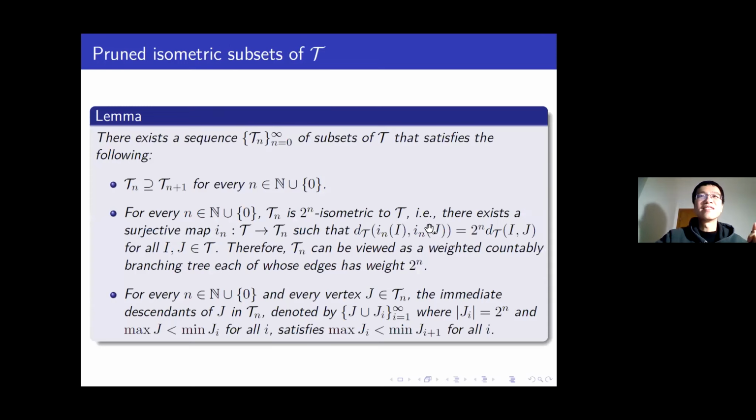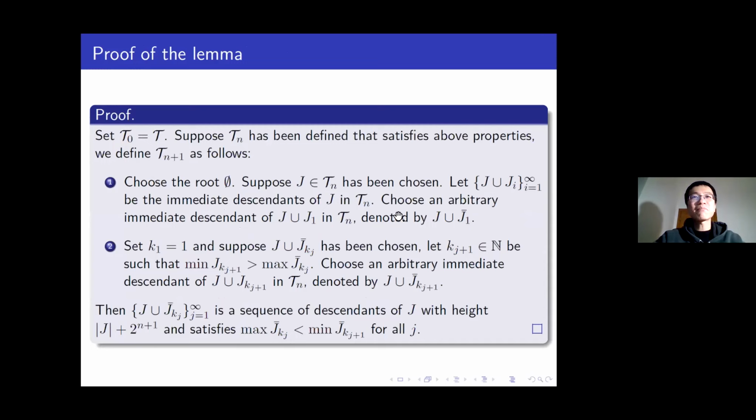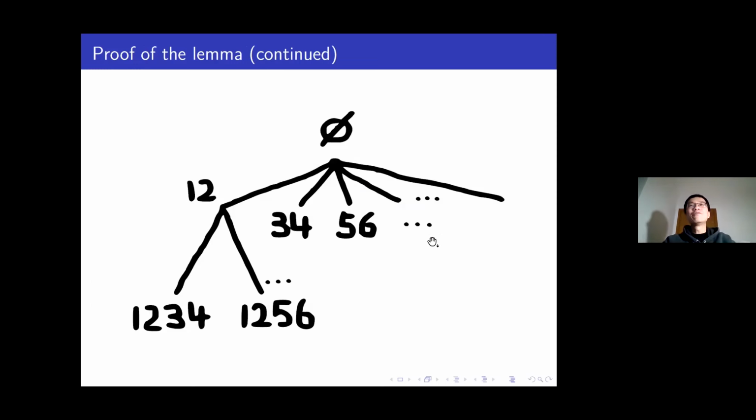This is actually super easy. For example, I will show you how to build T1 from T0. T0 is just the whole tree T. First I would choose the root, the empty set, and then I start from the second level of the tree, and I pick the vertices 1, 2, 3, 4, 5, 6, 7, 8.